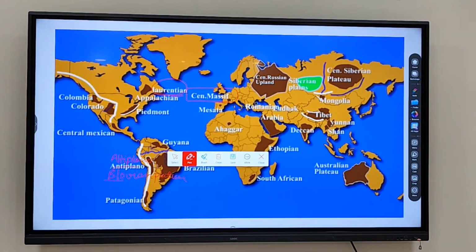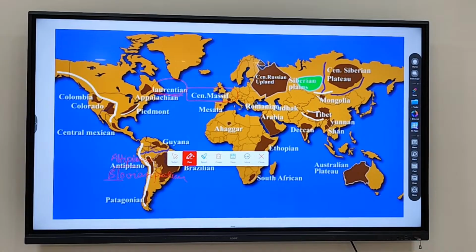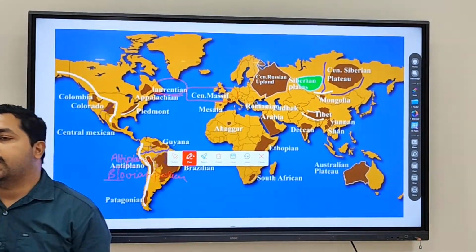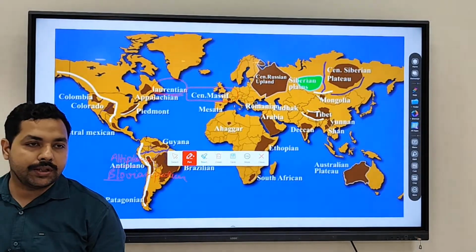Laurentia Plateau lies in Canada and is known for iron ore. So these are some of the important plateaus that you have to keep in mind.